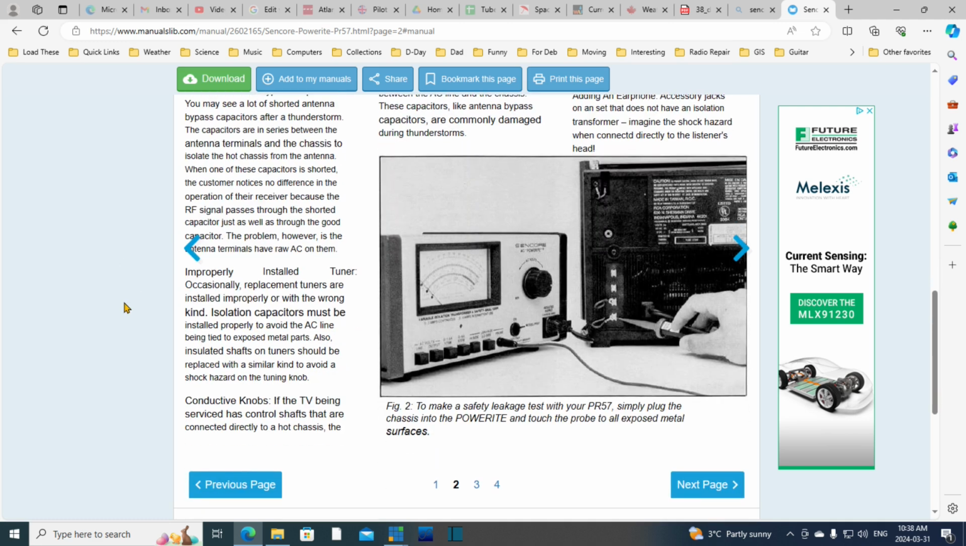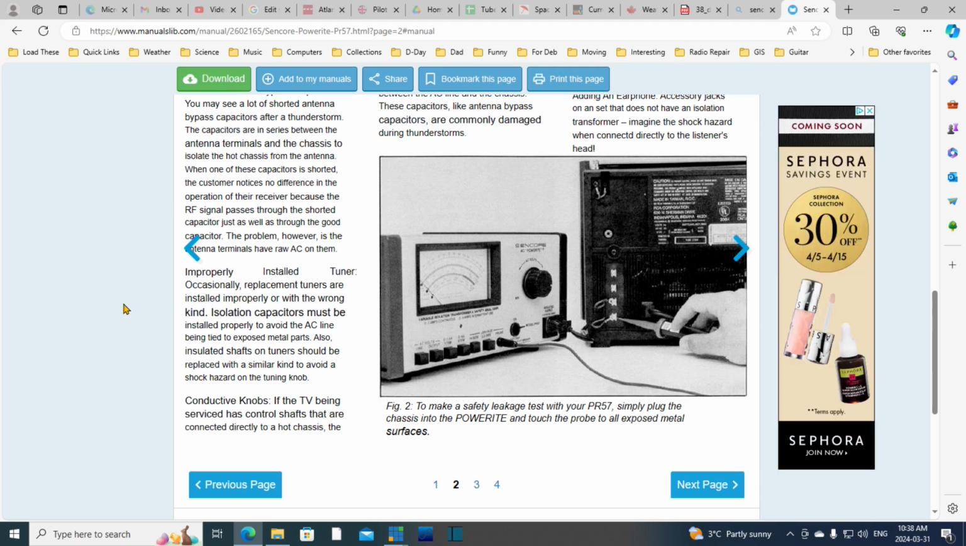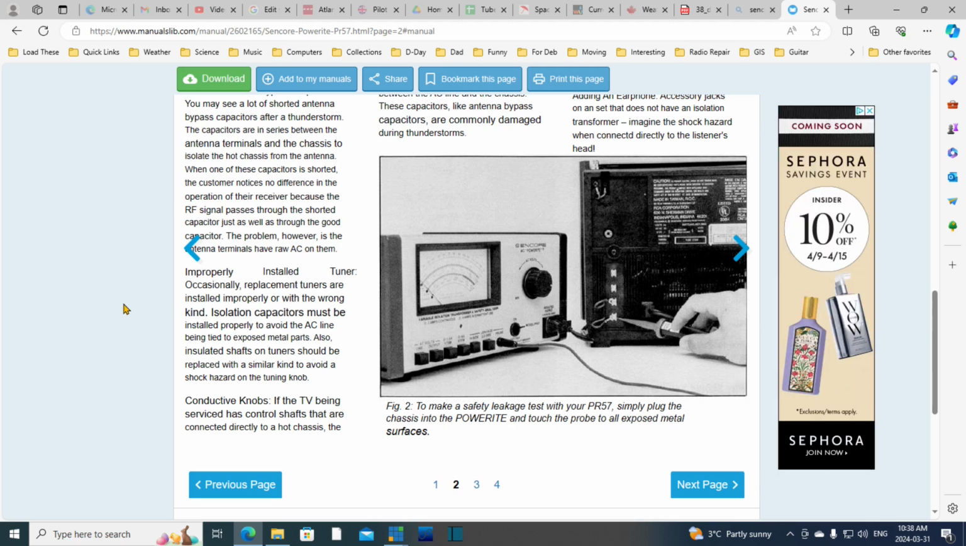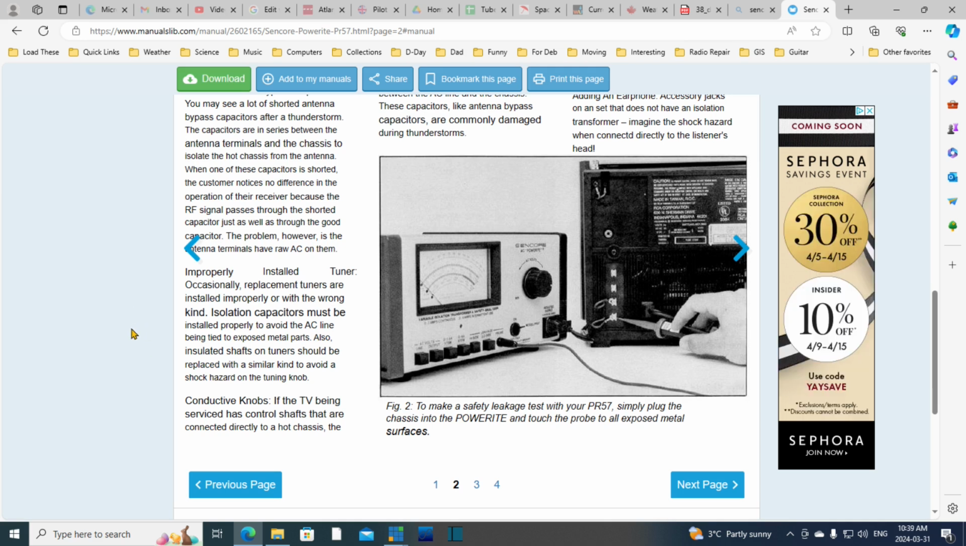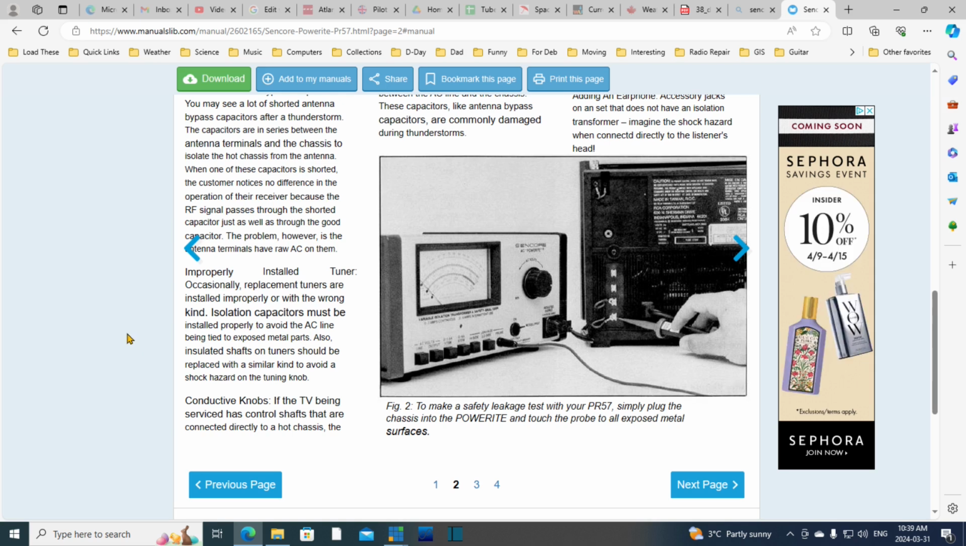Improperly installed tuner. Occasionally, replacement tuners are installed improperly or with the wrong kind. Isolation capacitors must be installed properly to avoid the AC line from being tied to exposed metal parts. Also, insulated shafts on tuners should be replaced with a similar kind to avoid a shock hazard on the tuning knob.